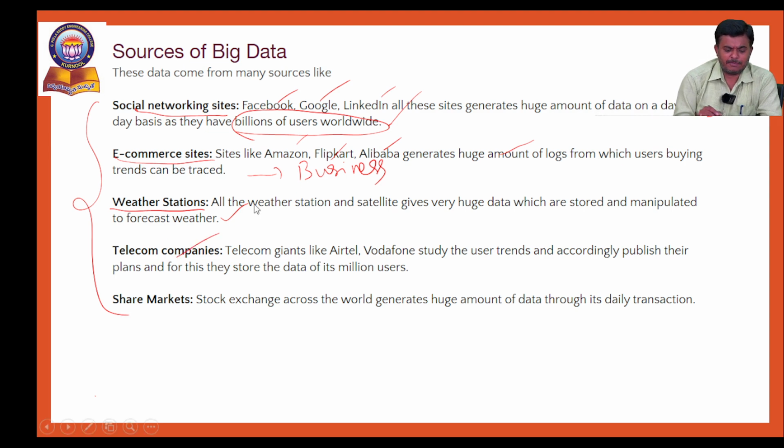Next, telecom companies. Telecom giants like Airtel, Vodafone study the user trends and accordingly publish their plans, and for this they store the data of their millions of users. Telecom companies like Airtel, Vodafone, and other providers keep an eye on customer behavior and their strategies. Based on those, they prepare new plans which help them generate more revenue.